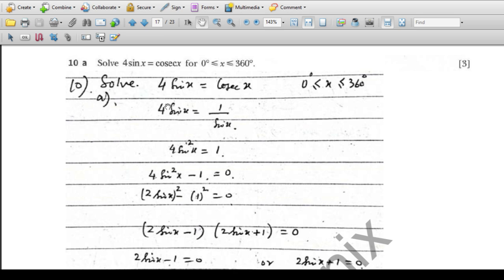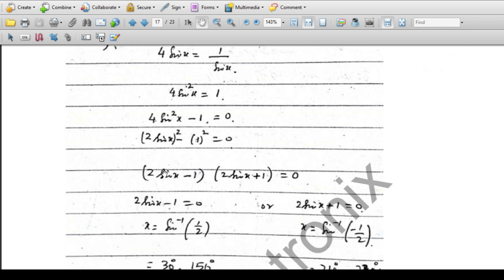So from manipulation, 4 sin square x minus 1 is equal to 0. This is a square minus b square, so a minus b and a plus b is equal to 0: (2 sin x minus 1)(2 sin x plus 1). So either this is 0 or this is 0. If this part is 0, then 2 sin x is equal to 1 and x is equal to sine inverse half. For the other part, x is equal to sine inverse minus half.